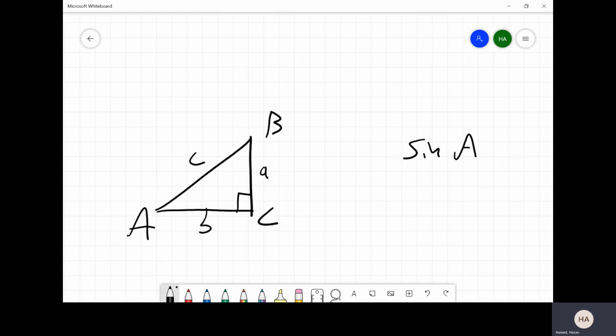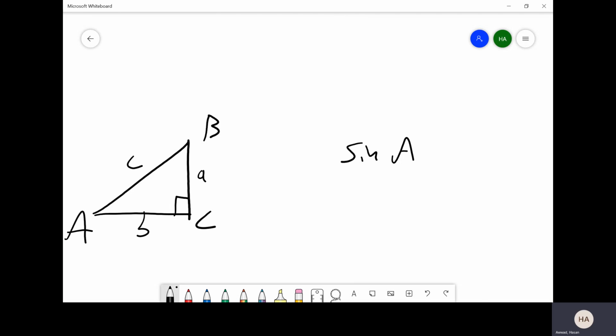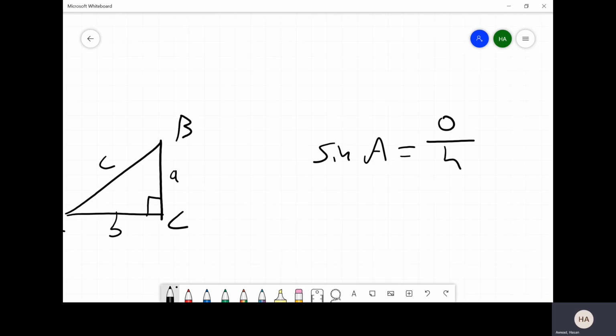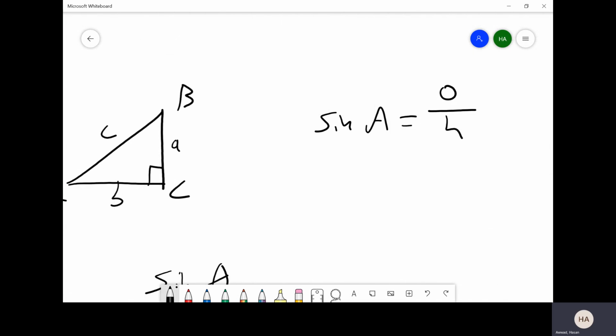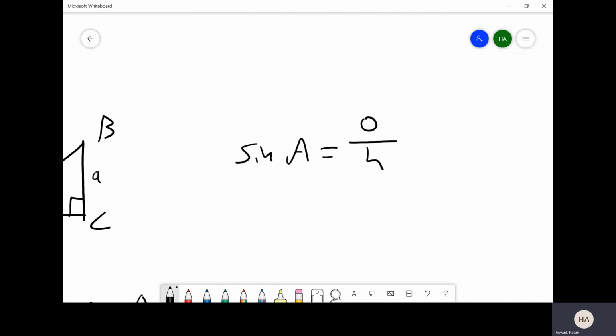So if I wanted to find the sine of A, for example, then the sine of A is going to be opposite over hypotenuse, which I'm going to label as this, O over H. And what is that in terms of the letters that we have? Well, again, opposite of angle A is going to be the side a, and hypotenuse is going to be C here. So sine of A is really just A over C. And it's that easy. That's all it comes down to.